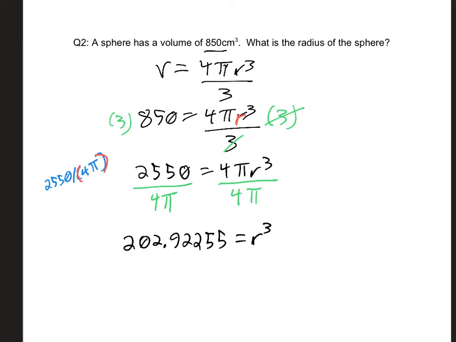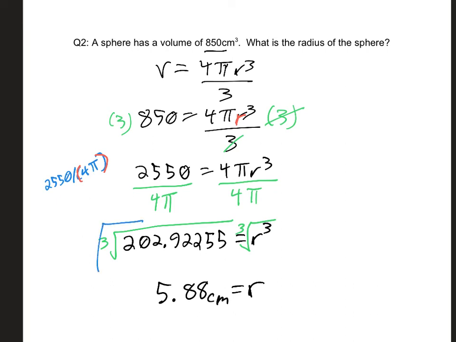Our last step is we want to figure out what r is. We have r cubed on the right-hand side. So to find r, we are going to have to take the cube root of both of these sides. So the cube root of r cubed will be r. And we have to put the cube root of 202.92255 in our calculator. I did that and I ended up with 5.88 centimeters when I rounded it.